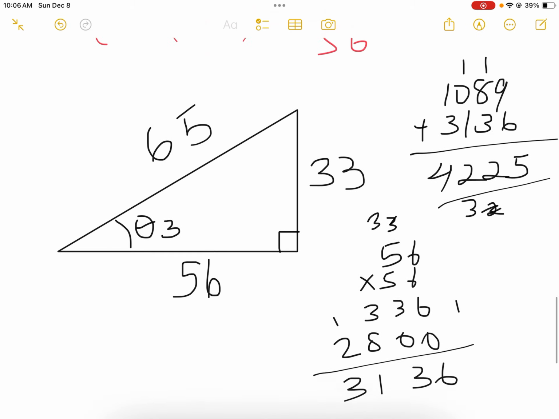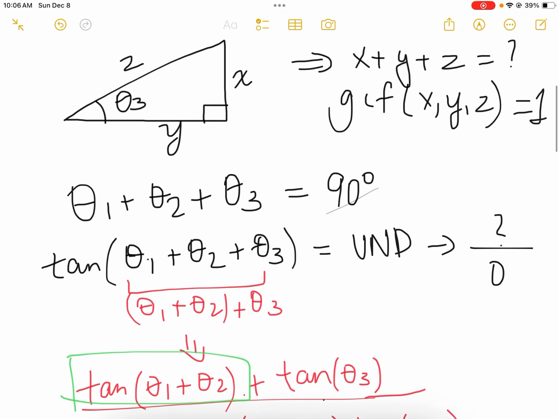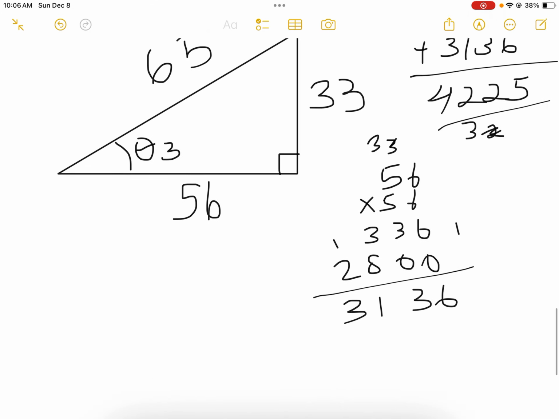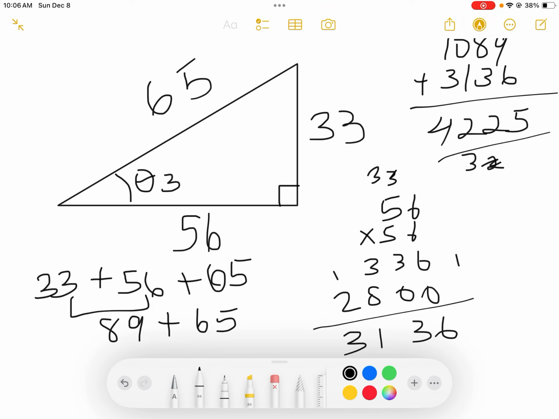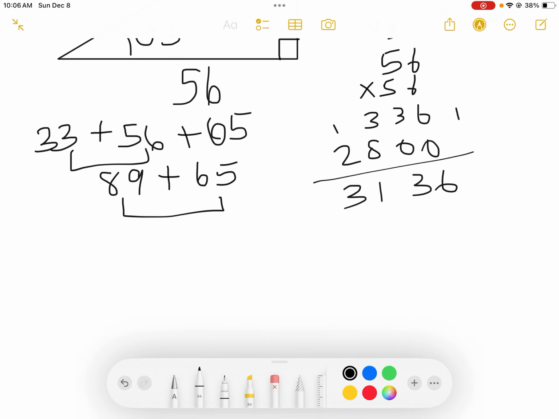So we know the dimensions of our right triangle. It's a 33, 56, 65 right triangle. And what's the question asking again? What's the perimeter of the third triangle? Well, we know how to calculate the perimeter of a triangle. Just got to add all the sides up. 33 plus 56 plus 65. This is 89. So if we add that to 65, what do we get? We get 140 plus 14, or 154. And that's answer choice C. And we're done.